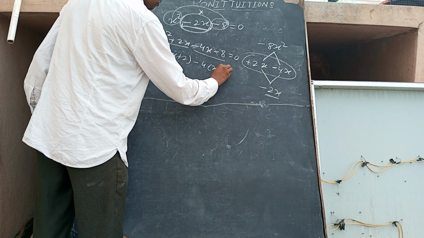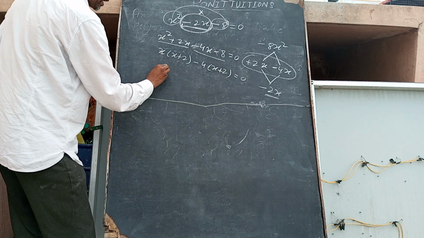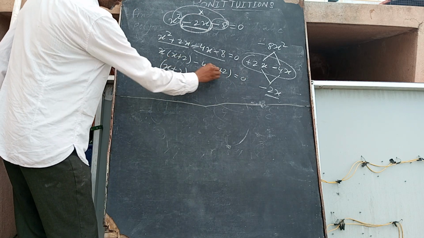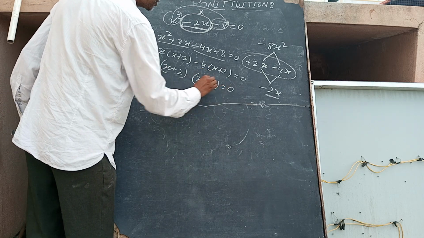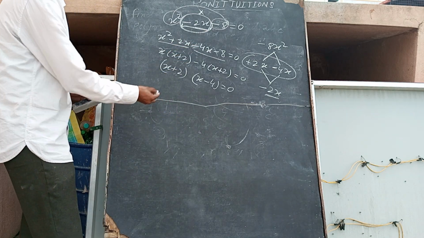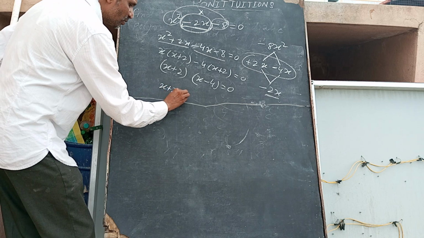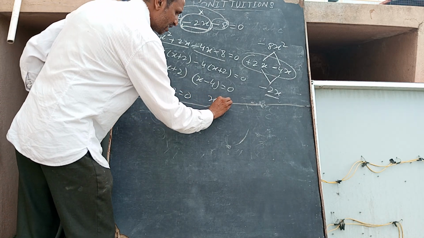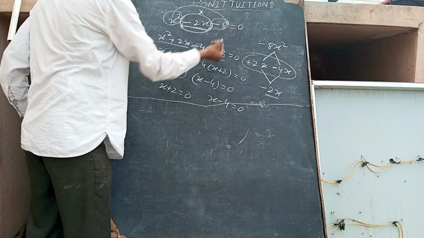Here minus into minus, what will become? Plus, is equal to 0. Now x plus 2, one main common happens. What remains here? x remains, minus 4 is equal to 0. Now it is equal to 0, find the alpha beta. So either this is 0 or this is 0, so we write both. x plus 2 is equal to 0, otherwise x minus 4 is equal to 0. Either this is 0 or this, then the whole thing equals 0.